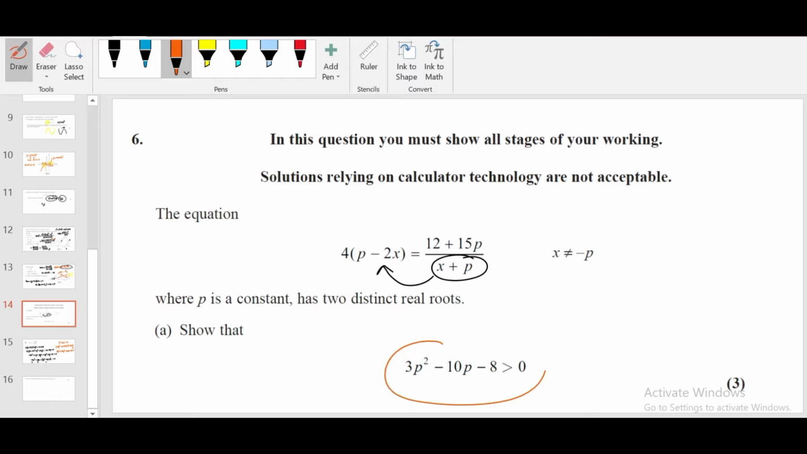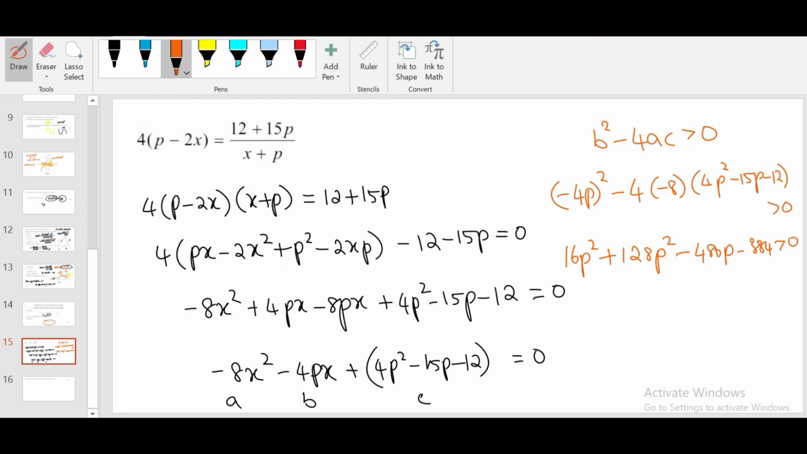We need 3p square minus 10p, right? So first when you simplify, you will get 16p square. Sorry, you need to simplify the like terms. 16 plus 128, 144p square, minus 480p, minus 384 is greater than 0.